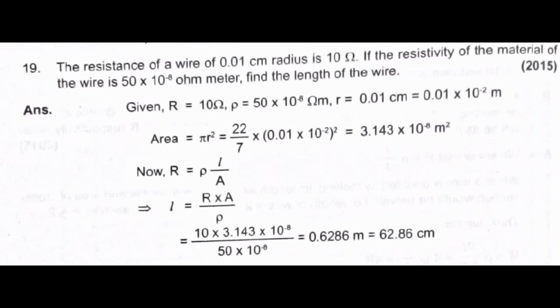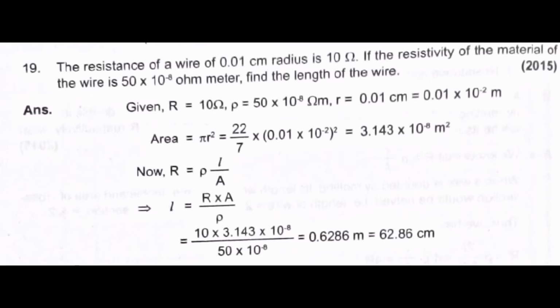Can we move to the next question? The question is asked in 2015 and the question is, the resistance of a wire of 0.01 centimeter radius is 10 ohm. If the resistivity of the material of the wire is 50 into 10 raised to minus 8 ohm meter, find the length of the wire. Here, what are the given quantities? Yes, the resistance is given as 10 ohm. Then the resistivity is 50 into 10 raised to minus 8 ohm meter. The radius is given as 0.01 centimeter.